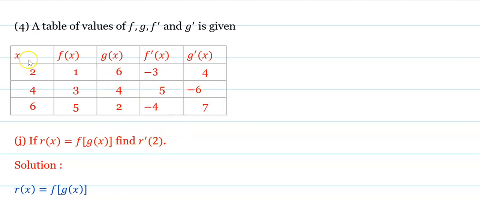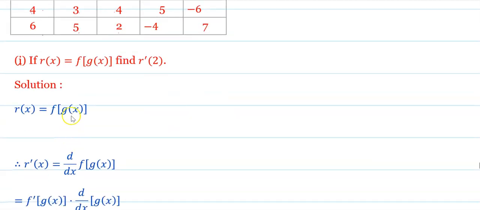इथे टेबल दिलाय बघा. The values of x are 2, 4 and 6. The value of f of x when x is equal to 2 is 1. Value of f of x when x is equal to 4 is 3. Value of f of x when x is equal to 6 is 5. Then the g of x function. Value of g of x when x is equal to 2 is 6. Value of g of x when x is equal to 4 is 4. Value of g of x when x is equal to 6 is 2. In this way, f dash of x and g dash of x.